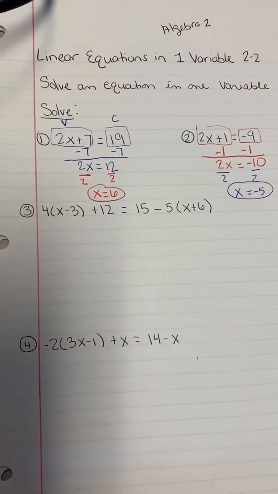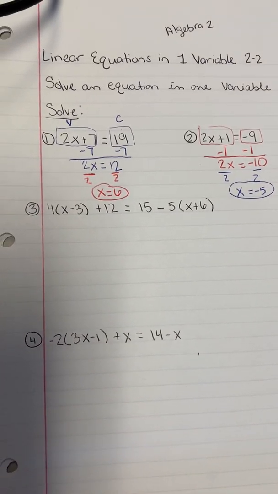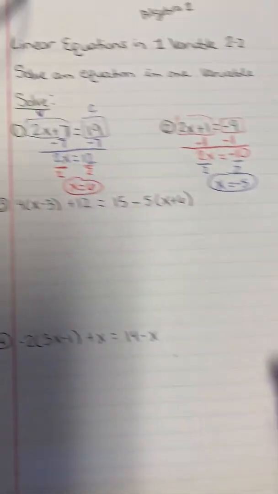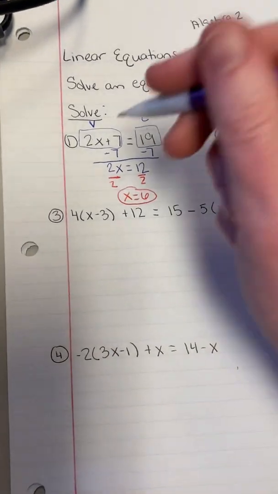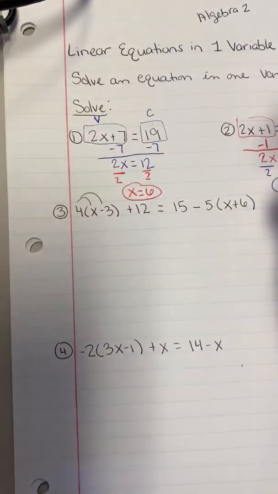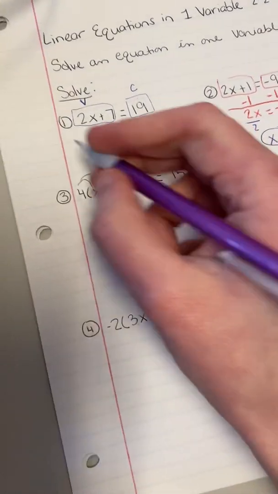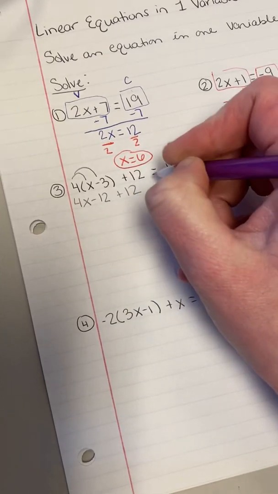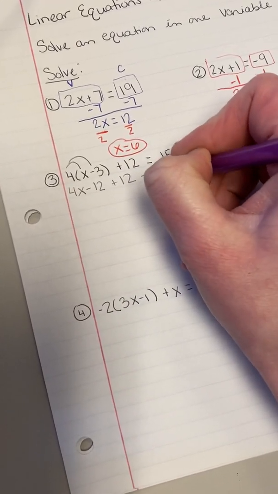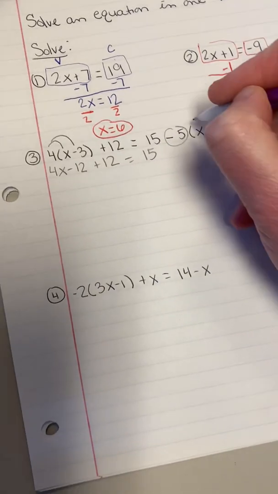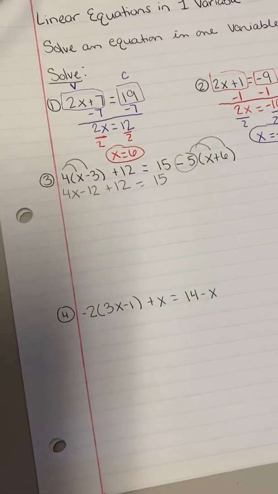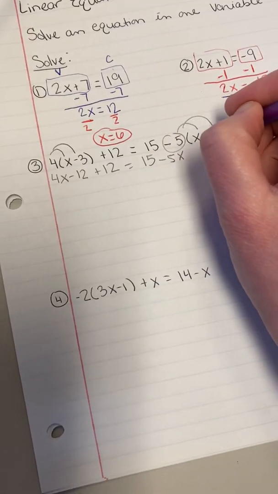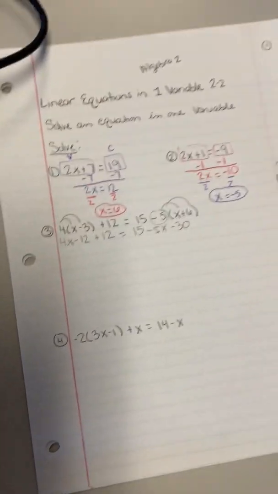Okay, number 3. So I have this problem. First step, eliminate parentheses and distribute. Okay, so I have lots of parentheses here, so I'm going to distribute this 4. Distribute means I'm multiplying by 4. That's going to give me 4x minus 12 plus 12 equals 15. The negative 5 is what I'm distributing. So negative 5 times x is negative 5x. Negative 5 times positive 6 is negative 30.